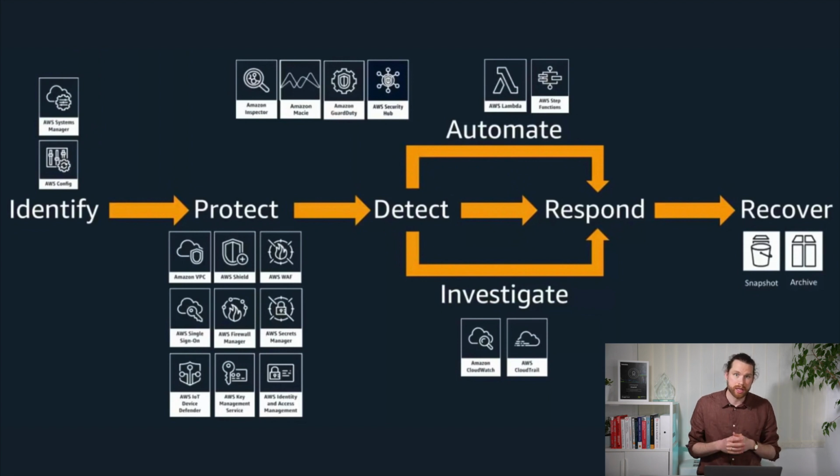As I said, AWS gives us lots of tools to identify any misconfigured resource, to protect our infrastructure, and to detect any suspicious behavior or suspicious activity within our infrastructure. If we detect something, we can investigate and understand what happened, or we can automate remediation actions. So we can quickly respond, and if there was a problem that we need to recover from, there are tools for recovery as well. So let's walk through the most important services.